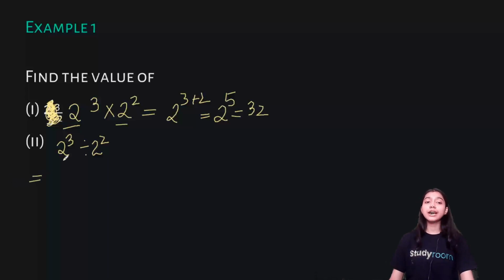Now over here, again the bases are the same, but this time they are divided. So in the case of division, the powers are subtracted. So we'll have 2 to the power of 3 minus 2, which gives us 2 to the power of 1, that is equal to 2.